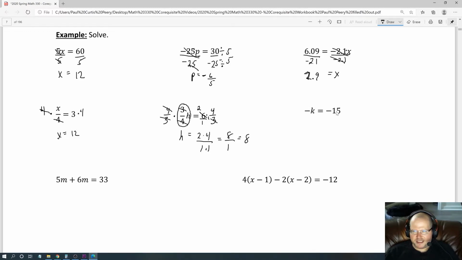Now we have negative k is equal to negative 15. The way we get rid of that negative is we divide both sides by a negative 1. Or you just flip the sign, that's fine. And k is equal to 15. So negative k is equal to negative 15. So positive k is equal to positive 15.